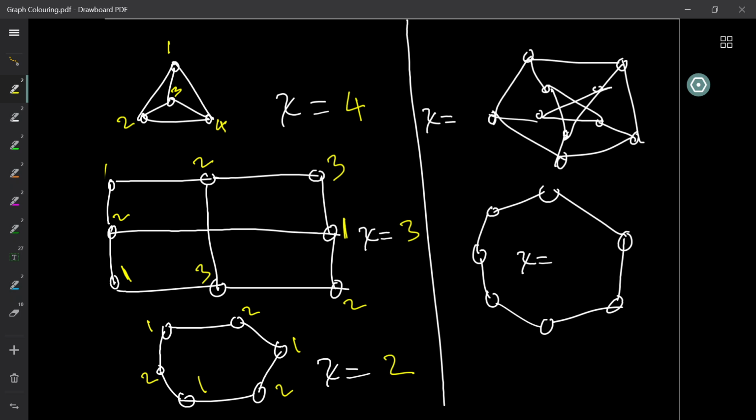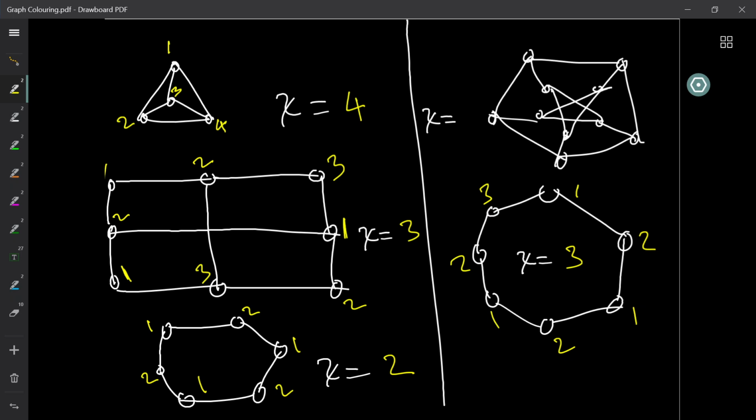What about this graph? Well, I have 1, 2, 1, 2, 1, 2, and I need 3 here because I cannot give either 1 or 2. So if there is an odd cycle, you see that you need at least 3. So these are very easy.